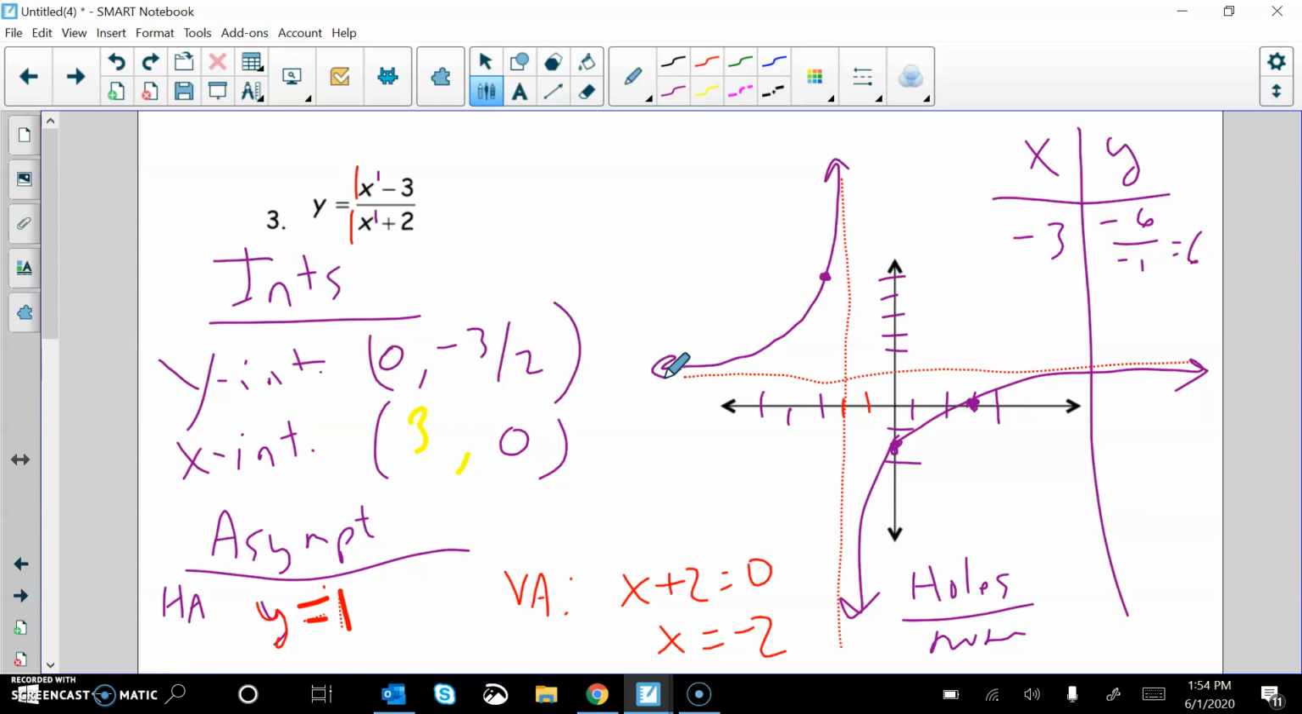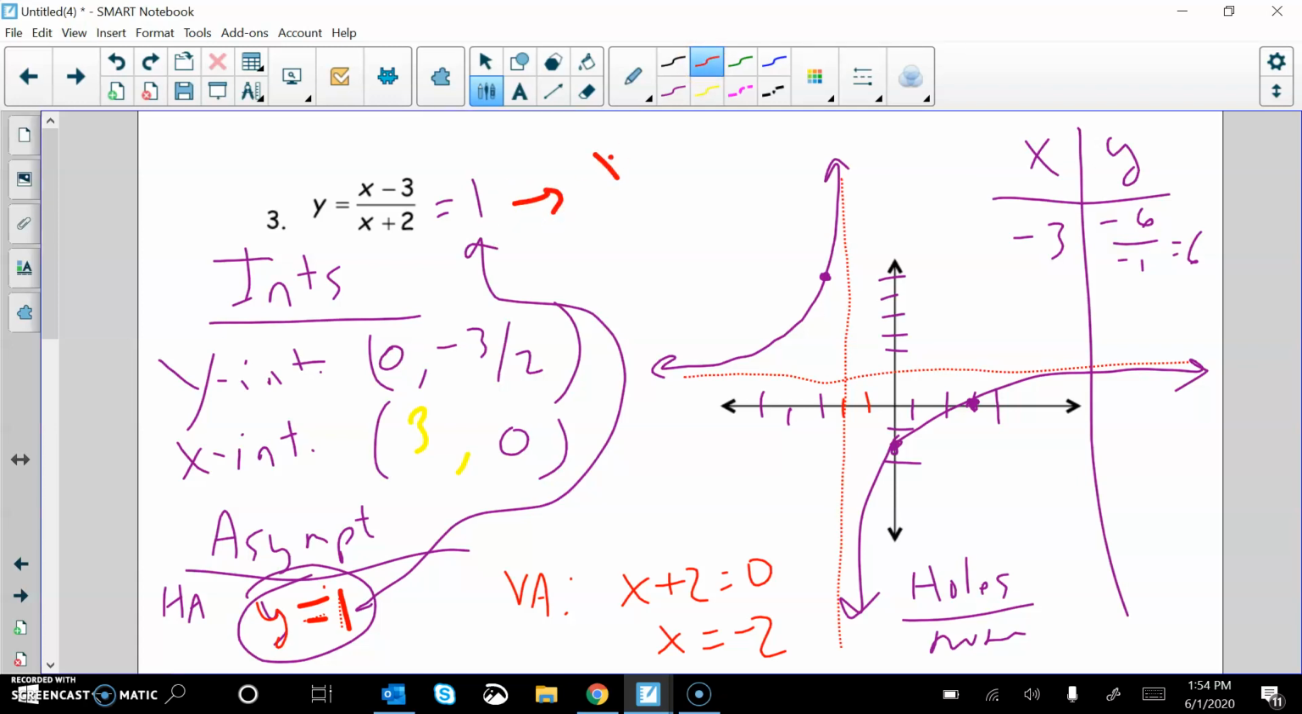Will it cross it? Let's check real quick. It's not. I don't think we're going to have any on this assignment where it does cross it. But to determine that, you would take the value that you have for your horizontal asymptote, set it equal to it, and solve for x. If you can solve for x, that is where it crosses it. So let's do that here.